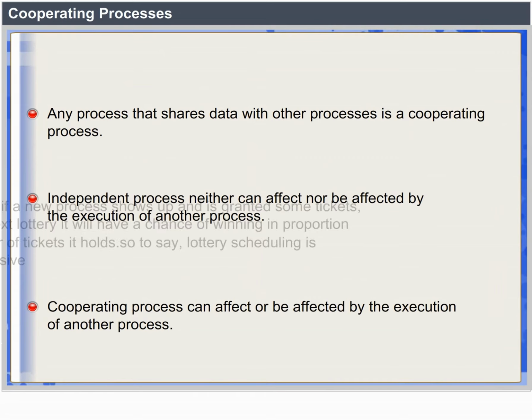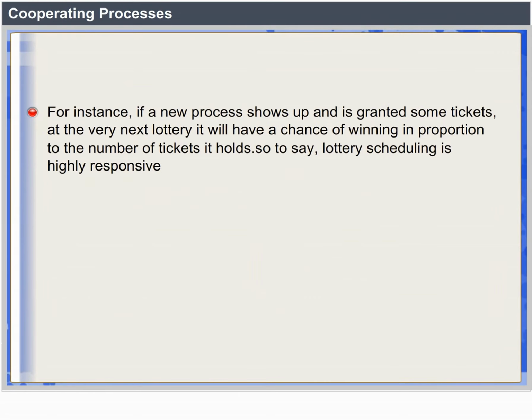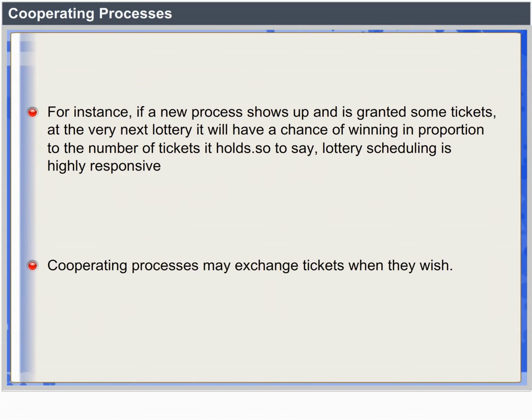For example, if a new process shows up and is granted some tickets at the very next lottery, it will have a chance of winning in proportion to the number of tickets it holds. In other words, lottery scheduling is highly responsive. Cooperating processes may exchange tickets if they wish.